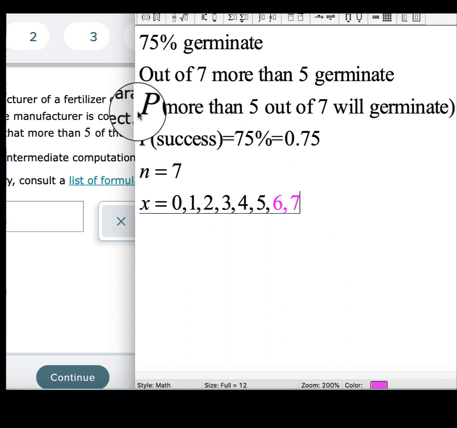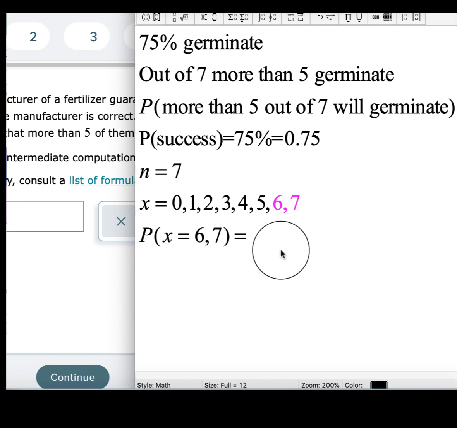So another way we can write the probability of more than 5 out of 7 will germinate is the probability that x will equal 6 or 7. On the ALEKS calculator, we have a button that will allow us to compute probabilities if we go from 0 to some fixed number. But this has 6 to some fixed number. So what we're going to do is the complement. The complement to the 6 and 7 would be 0, 1 through 5, and that would be our random variable starting at 0. In order to use the complement, we need to use the complement rule for probability. So it's going to be 1 minus the probability that x is equal to 0 all the way up to 5.